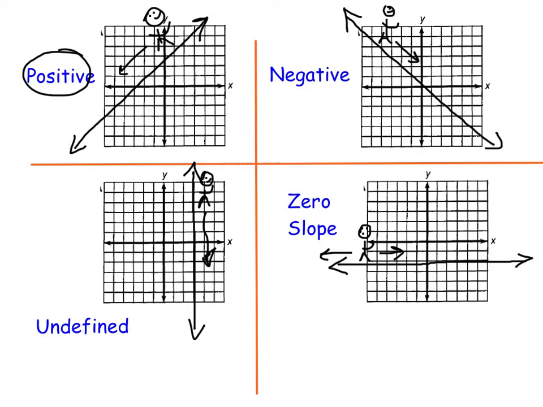So the way that you can remember the different kinds of slopes between undefined and zero is that an undefined slope you would not be able to ski on. So that would be a vertical line. A zero slope you can ski on, it would just be a horizontal line, so you would be cross-country skiing.